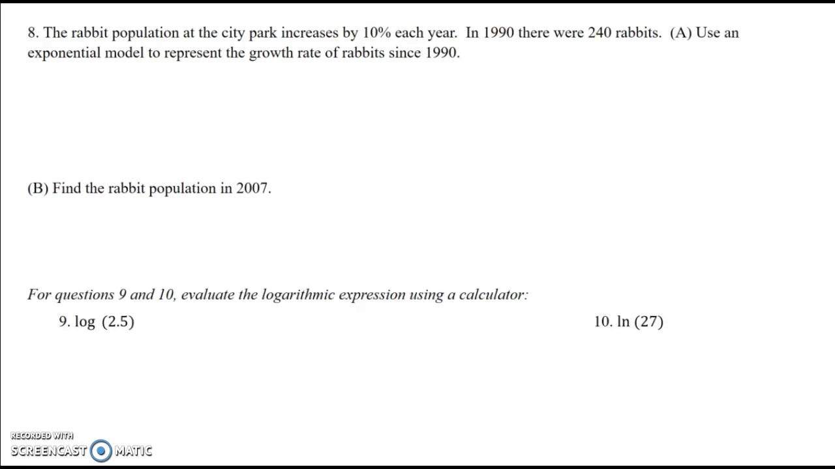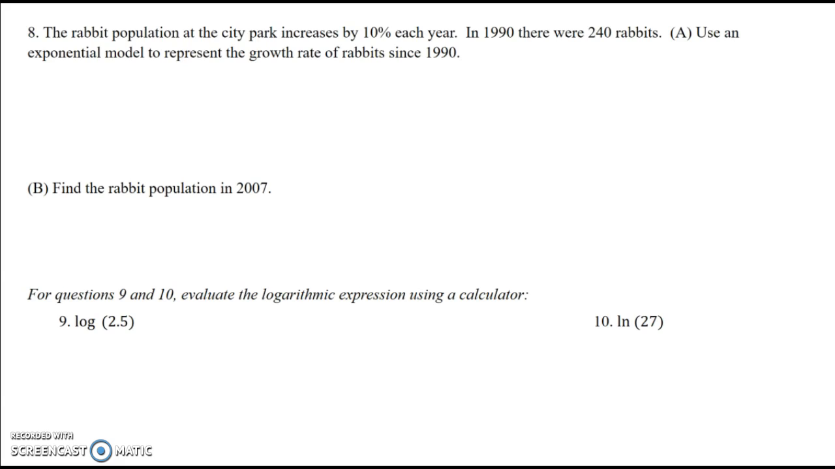Okay, let's look at number 8. It says the rabbit population at the city park increases by 10% each year. In 1990, there were 240 rabbits. Use an exponential model to represent the growth rate of rabbits since 1990.